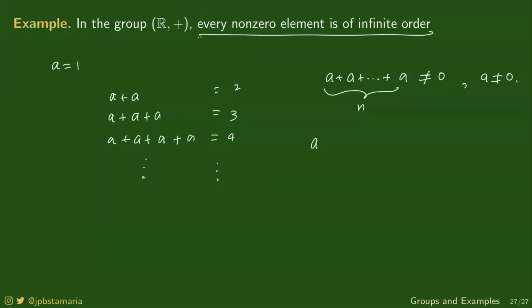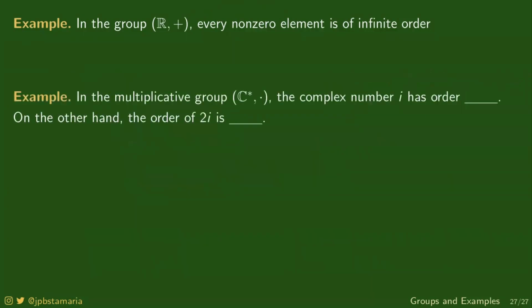Kahit na gaano kaliit yung A na yan, let's say 0.01, i-add nyo si A yung 0.01 sa sarili niya ng paulit-ulit, palaki lang ng palaki, the sum will never be equal to 0.